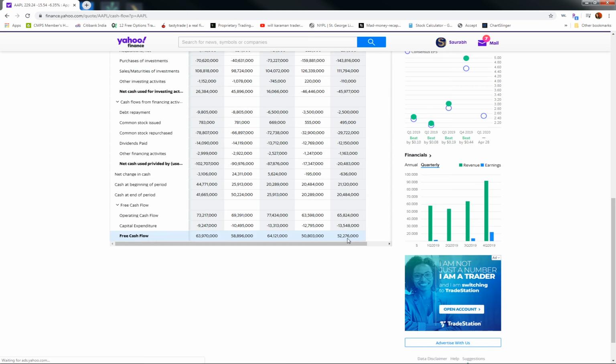So over here you can see Apple is a very good company, so their cash is just increasing, while another company, we'll take a look at a couple of different examples. You'll see the other company, the cash flow is decreasing, which is a bad sign.